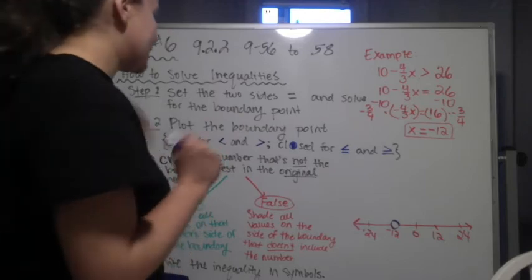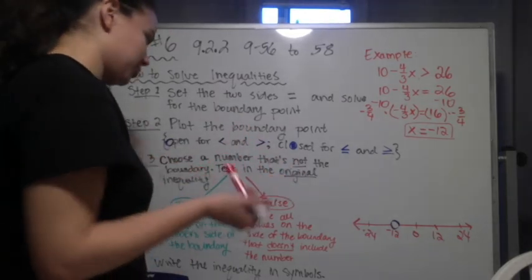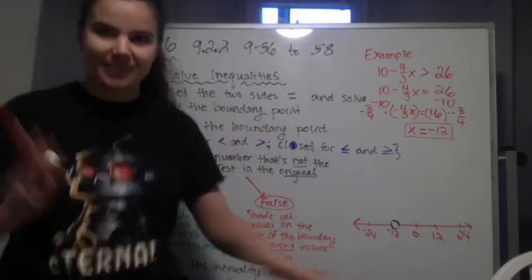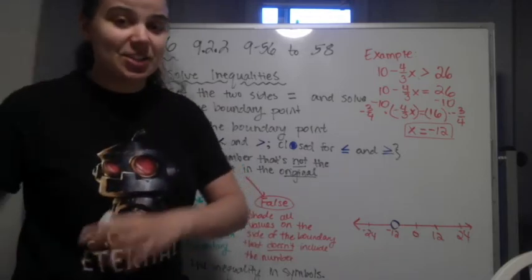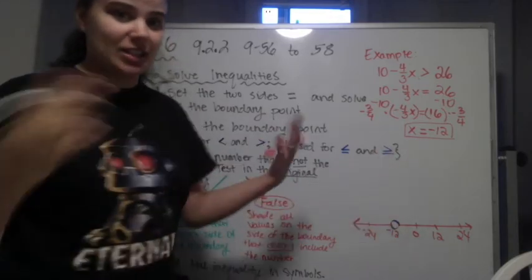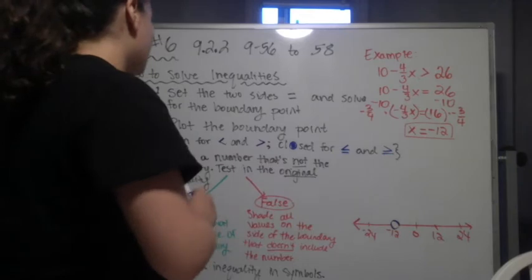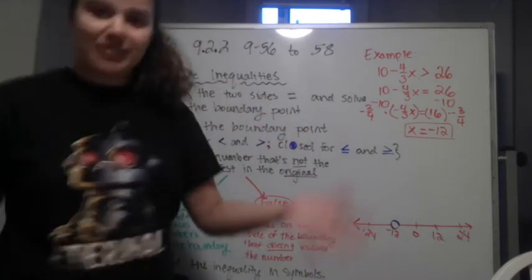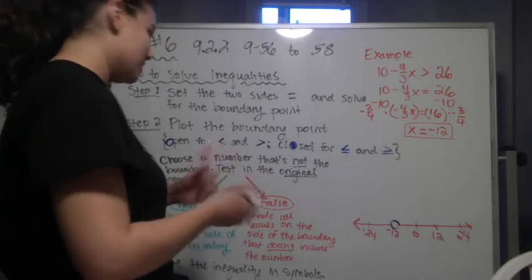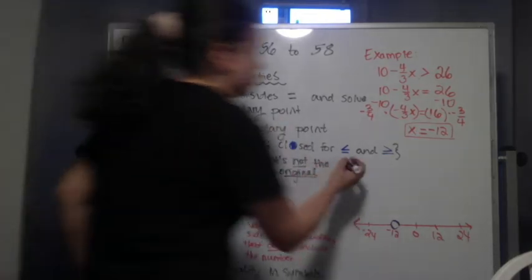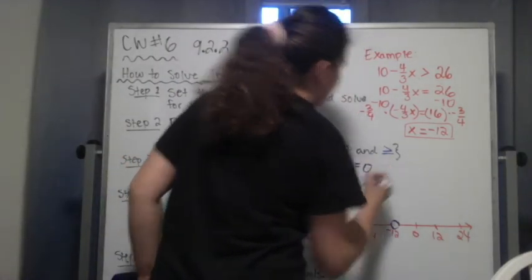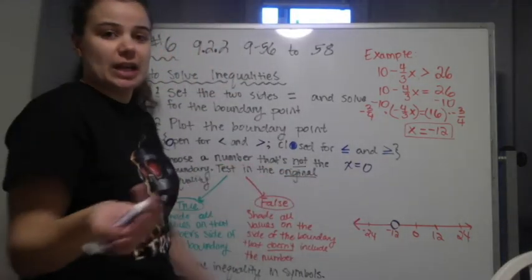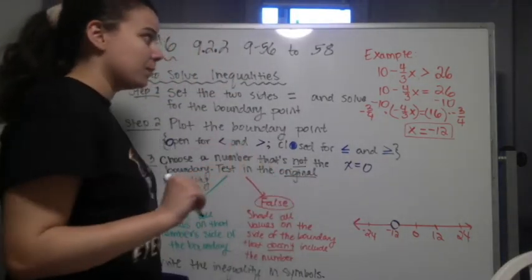Step 3, we want to test a value that's not the boundary point. Okay, we want to choose a side. We know one side has the solutions and the other doesn't, so we just need to test a point and figure it out. I always like to test 0, because 0 makes all the x's go away. So step 3, we're going to choose x equals 0, just because it's nice. I could have chosen any number I wanted except negative 12.